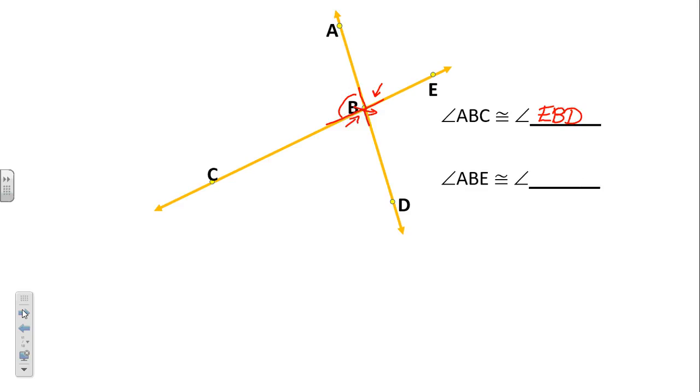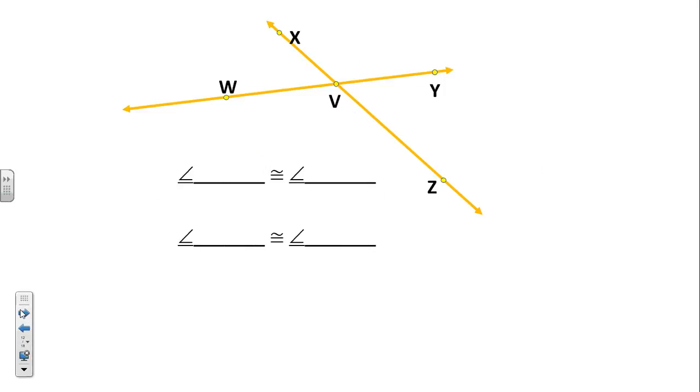Next one, Jasmine. Which one is going to be congruent to angle ABE? A to B to E. CBD. CBD only shares a vertex with it. It's opposite it. It only shares a vertex, so they will be congruent. Questions on this slide? Okay. All right. Who haven't I picked on yet? Erica, can you give me two angles that are congruent?